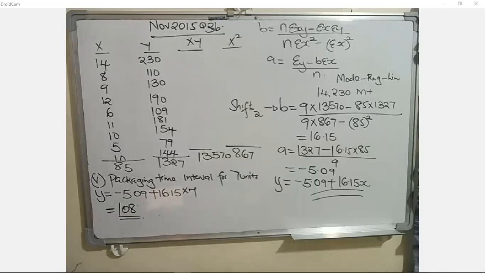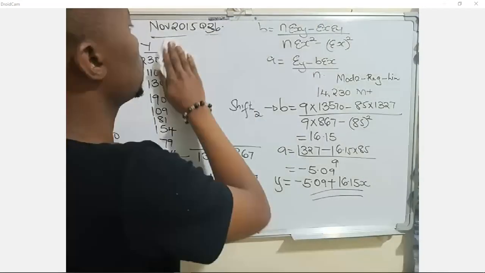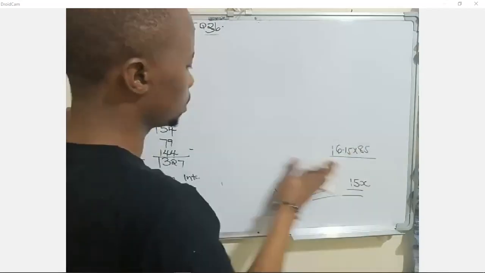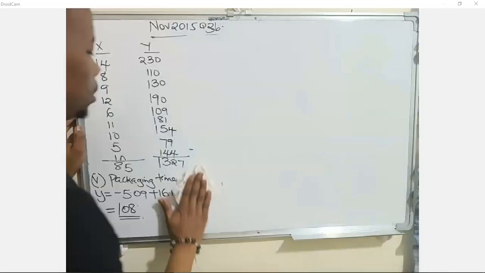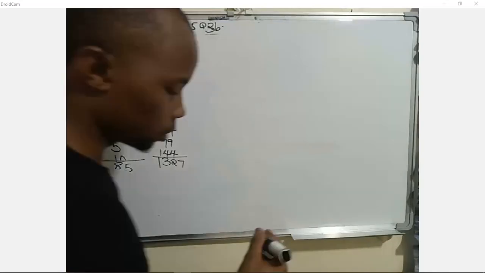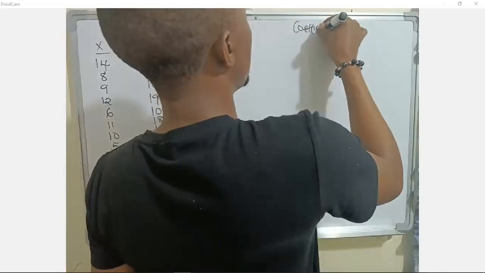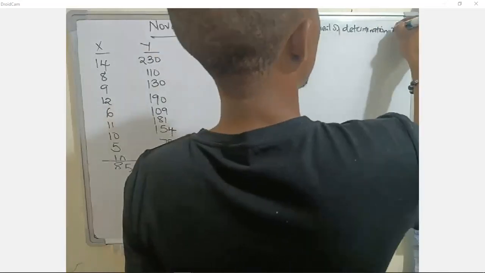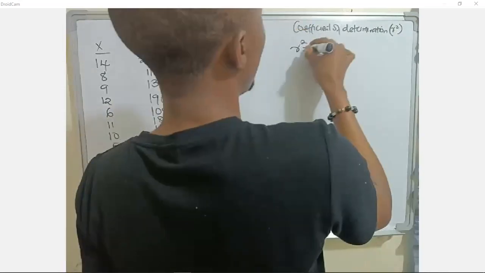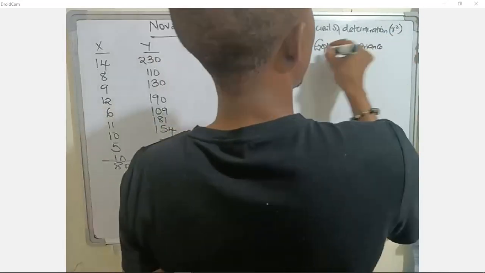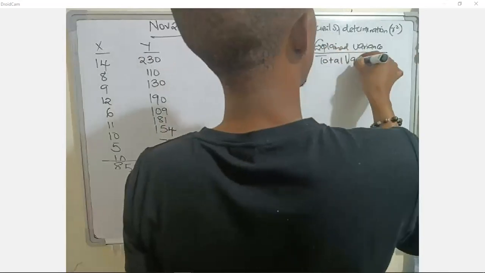I just want first to do the coefficient of determination using this illustration. So I come and write for you the coefficient of determination, which is our R squared. To get your R squared, you take the explained variance and divide by the total variance.